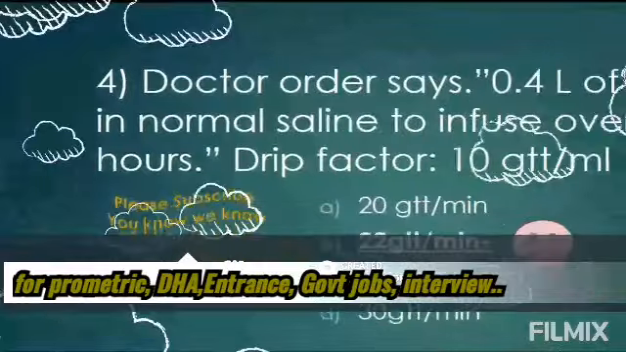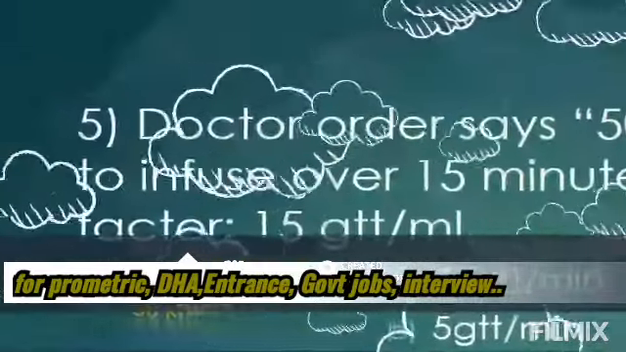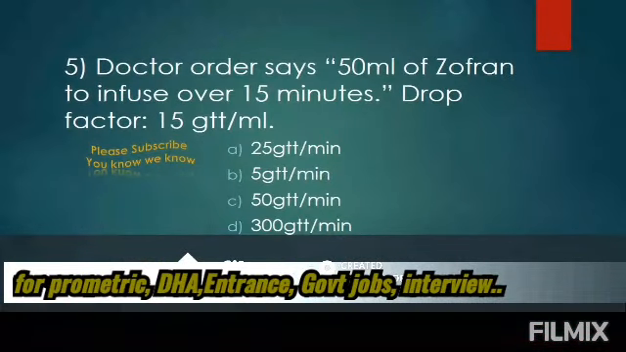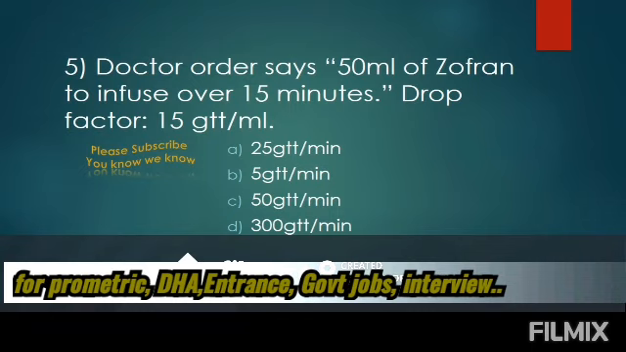Here comes your next question. Get ready. Doctor's order says 50 ml of Zofran to infuse over 15 minutes. The drop factor is 15 GTT. Here the volume is only 50 ml. Okay, 50 ml divided by 15 minutes. Here no need of multiplying with minutes, because already we have minutes, 15 minutes. That to be multiplied by 15. So 50 divided by 15, the answer you get to be multiplied with the 15.